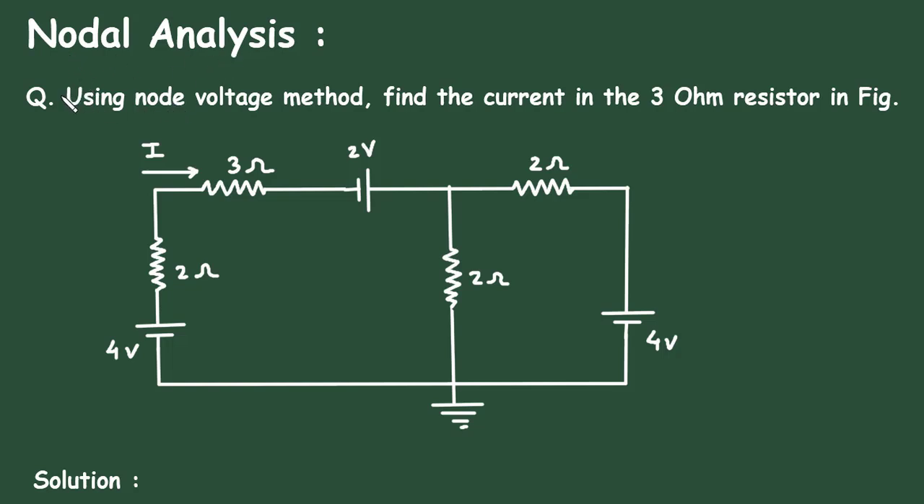Nodal analysis. Question: Using the node voltage method, find the current in the 3 ohm resistor in the figure. Here in this circuit, we have to find this current I, that is the current through this 3 ohm resistor, by using nodal analysis. Solution.